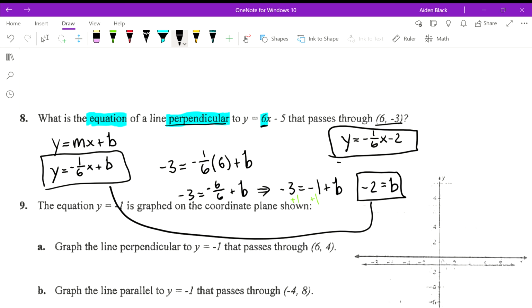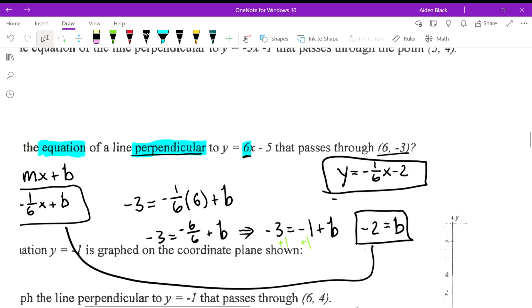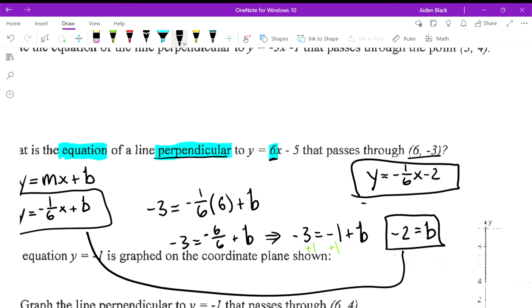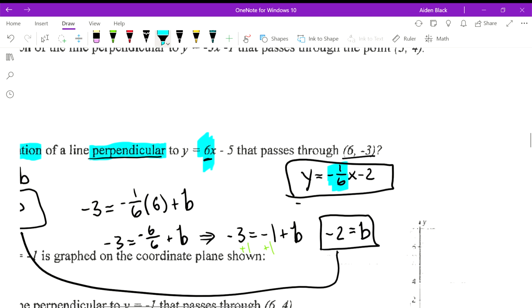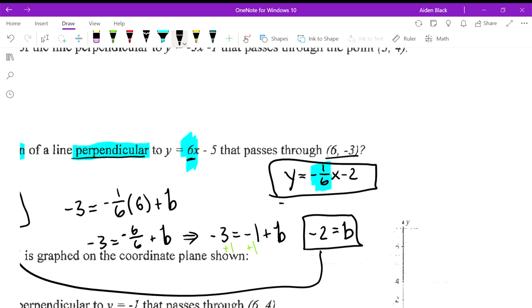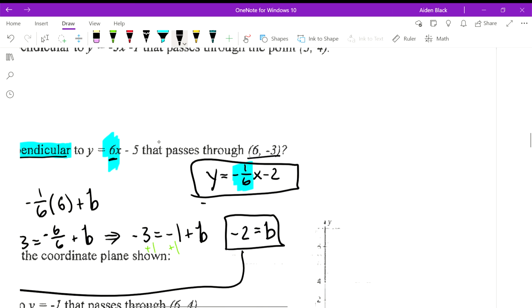So that's your answer. And you want to double check too, right? Look at what you got for your answer and say, okay, is this slope perpendicular to this slope? We flip it and we change the sign. Good. First criteria met.